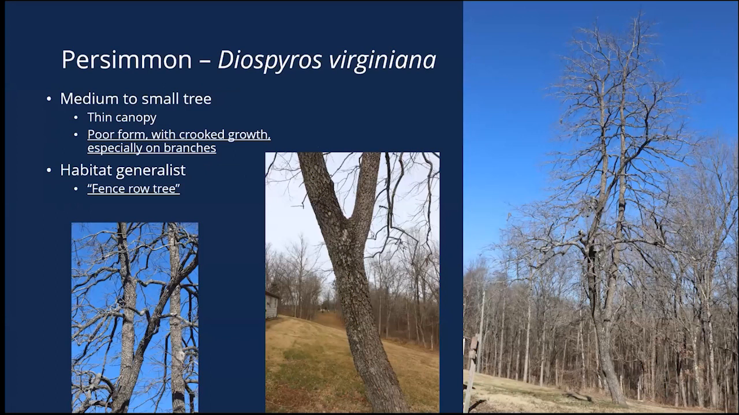Usually it's a poor form tree with some crooked growth, especially the side branches are very crooked, and it jumps out to me. So you see the picture on the right there with that crooked growth of those side branches, and the dark coloration really jumps out. You can identify this one fairly easily like that.